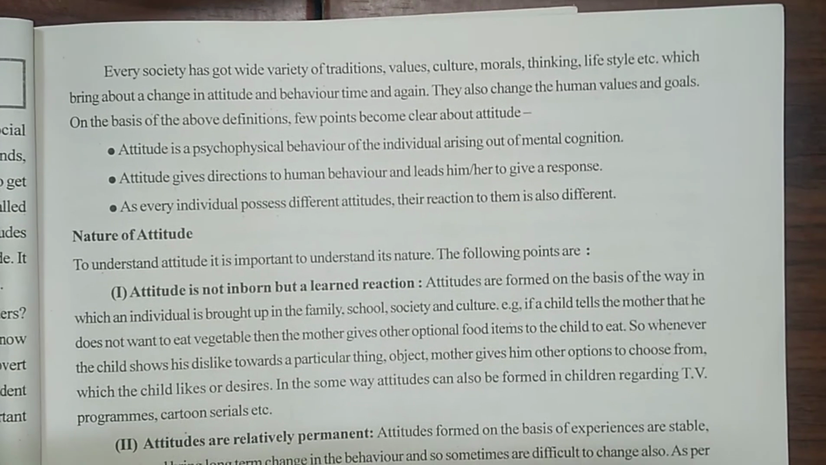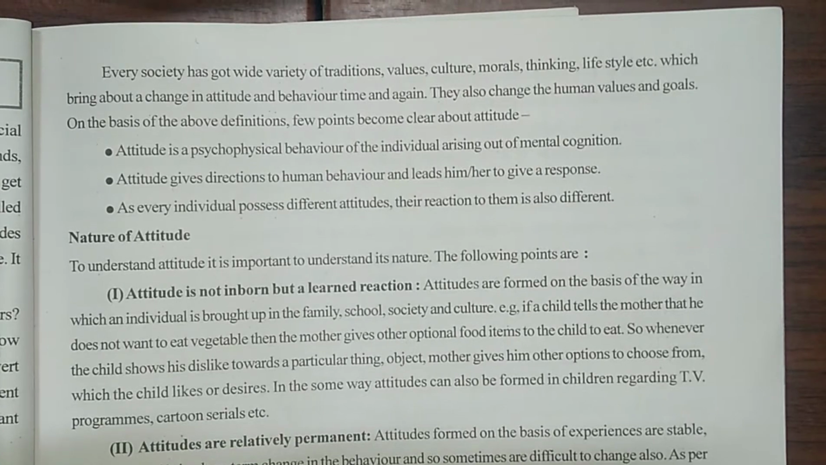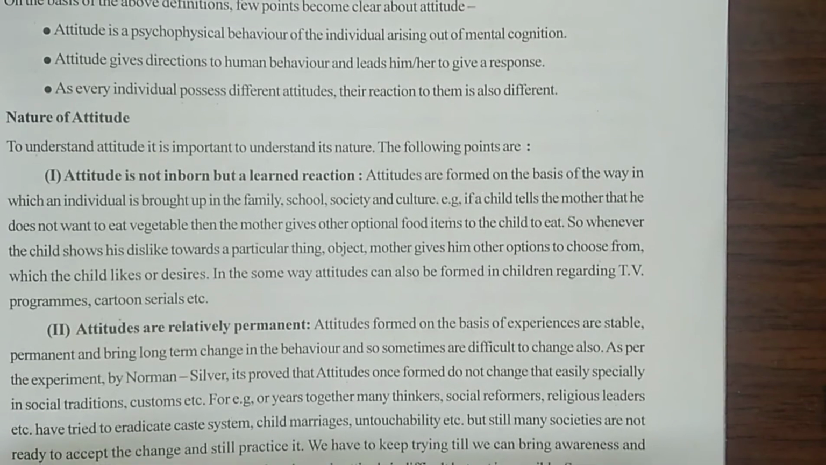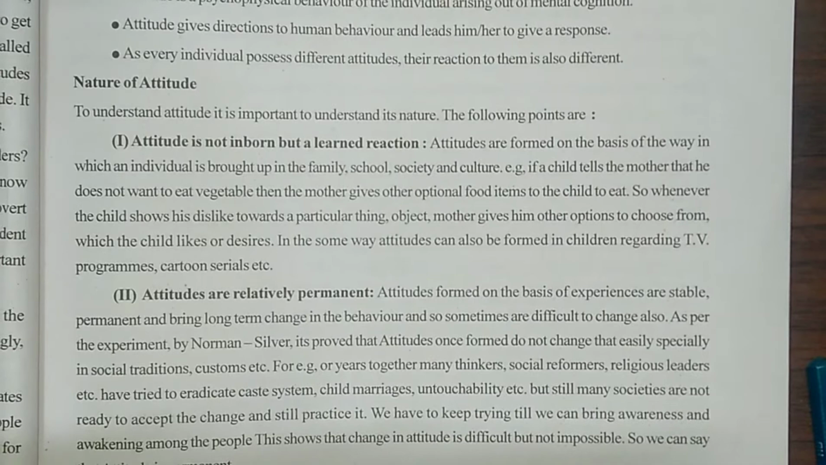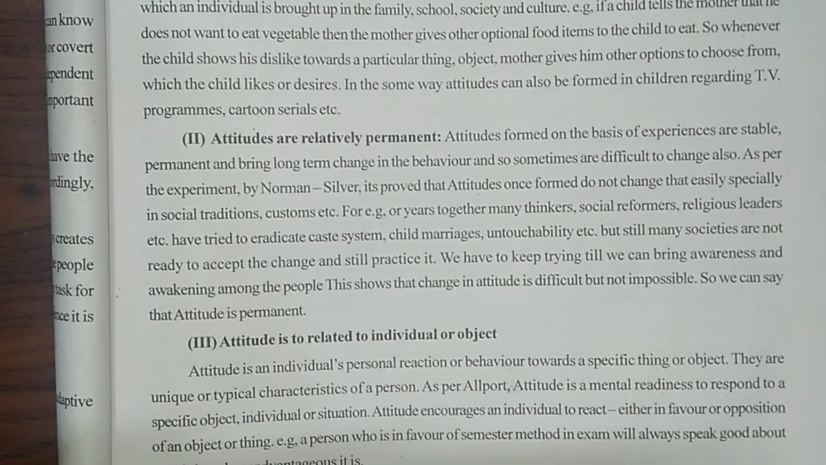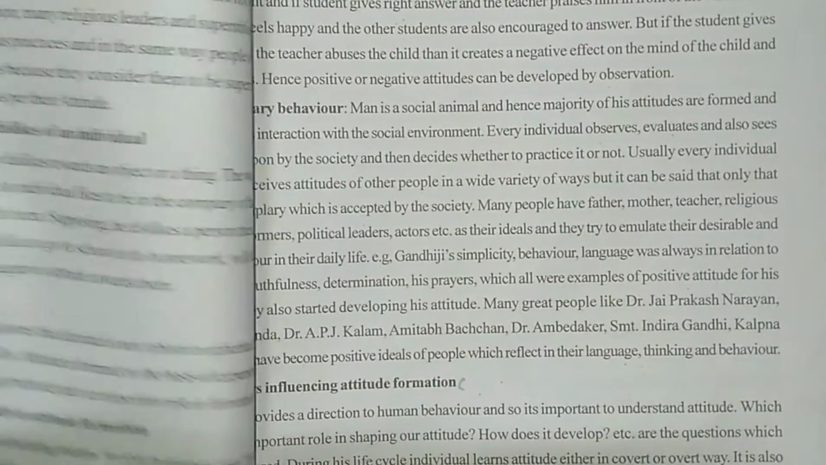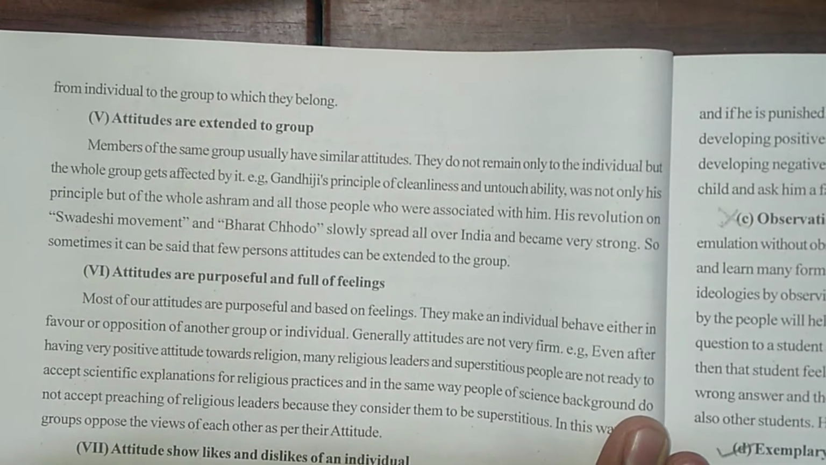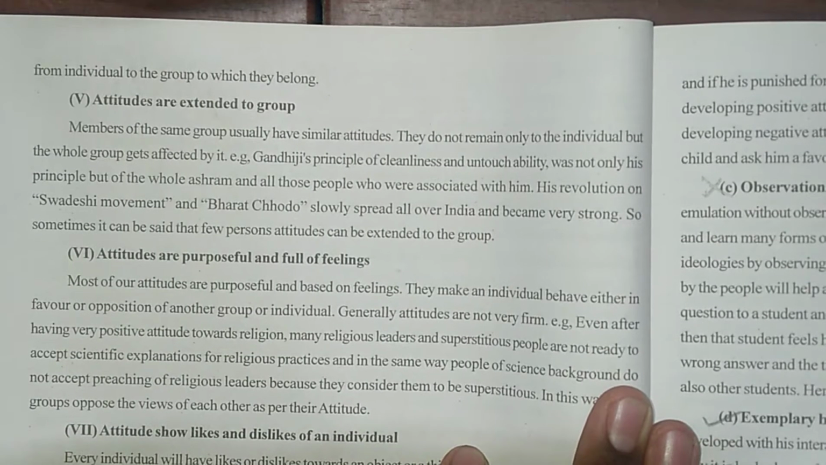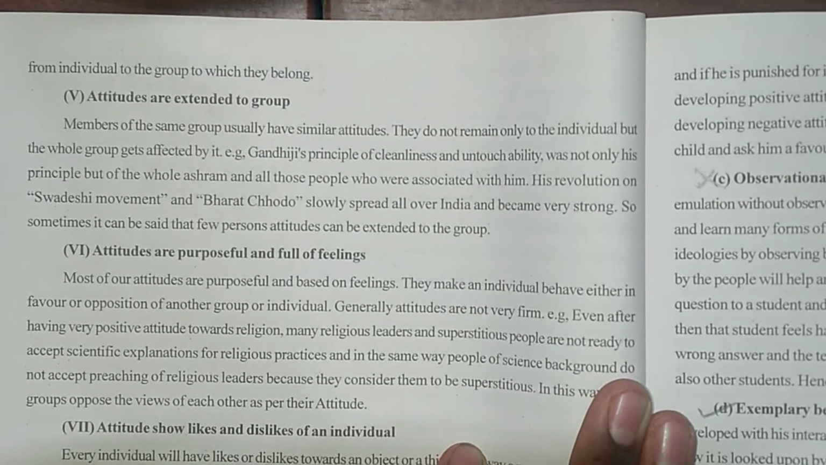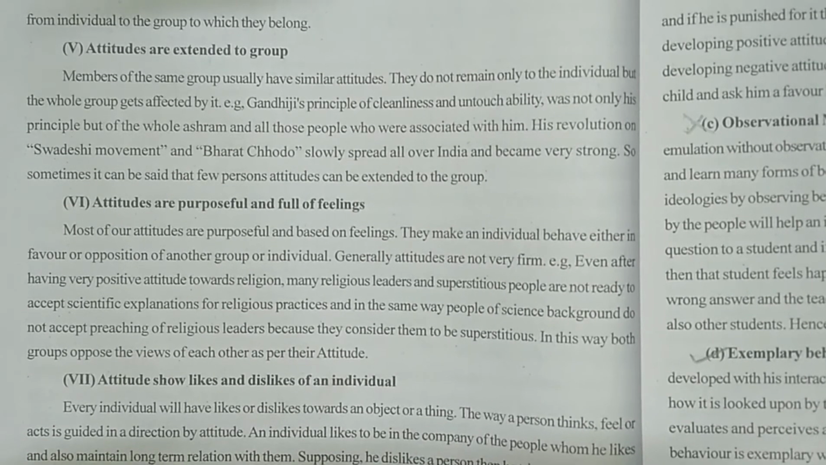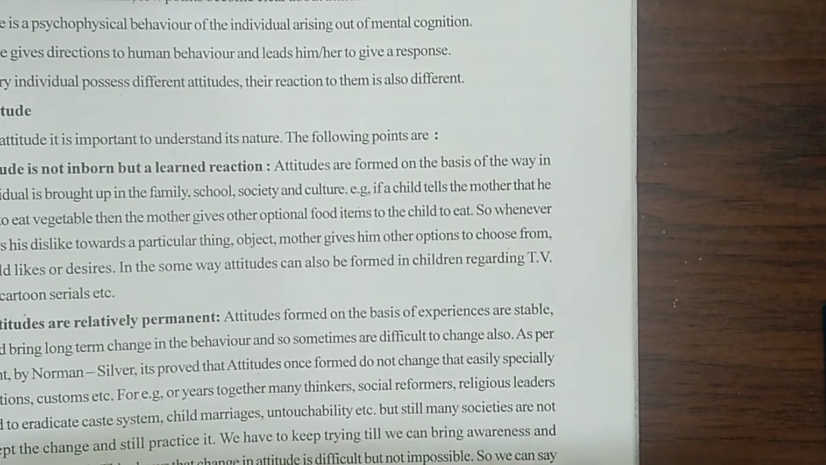The first point is that attitude is not inborn but a learned reaction. The second point is that attitudes are relatively permanent. The third is that attitude is related to the individual or the object. The fourth is that attitude develops from the individual towards a group. The fifth is attitudes are extended to groups. Sixth is attitudes are purposeful and full of feelings. Seventh point, attitude shows likes and dislikes of an individual. So we will discuss all these seven points in detail.